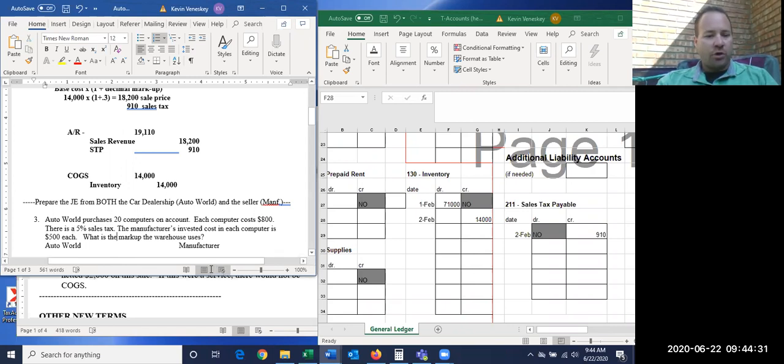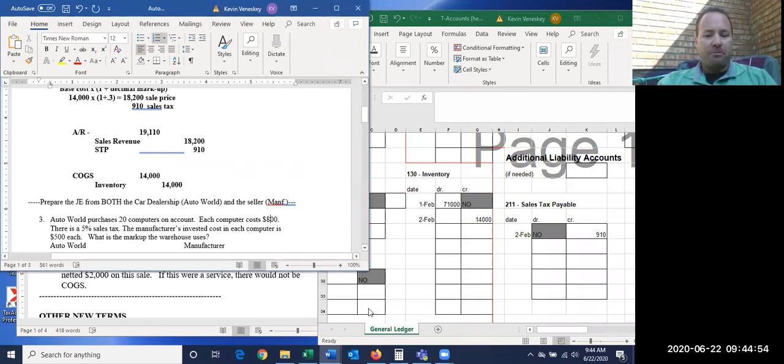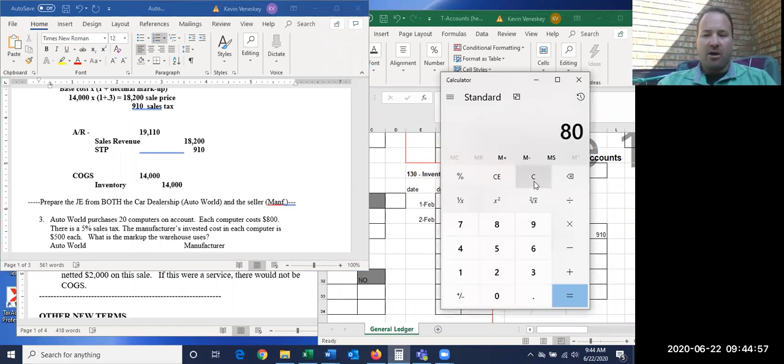All right, so we need to do the journal entry. Let's look at the journal entry from Auto World first. From Auto World's perspective, we've got to ask ourselves, what are we getting? Well, we're getting equipment. And more specifically, we're getting computers. So we're going to debit our computers. We're going to debit it for not only just the base cost. So we have 800, and we bought 20 of those. So not only is it 16,000, but whenever you go to the store, it's not just the base price that shows up on the register. It's the base price plus the tax.